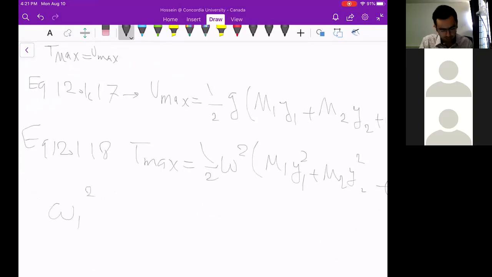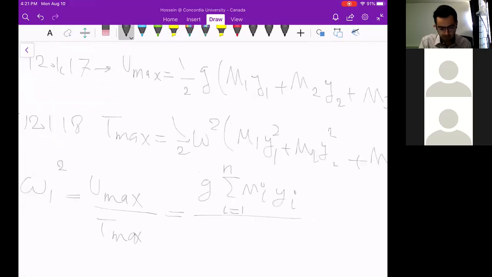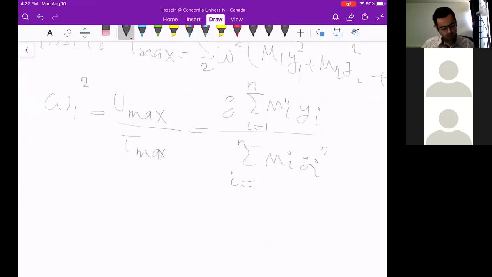So from the two equations, we could draw a conclusion that omega 1 squared is going to be U max over T max. The fundamental frequency, or natural frequency, is going to be equal to g times the summation of mi yi from i to n, the number of degrees of freedom, over the summation of mi yi squared. So this is the formulation, and all you have to do is just calculate the deflection.